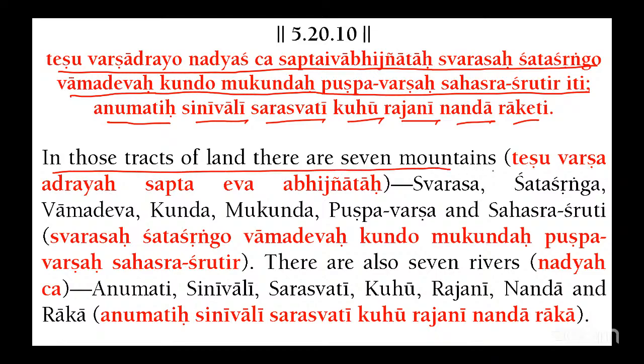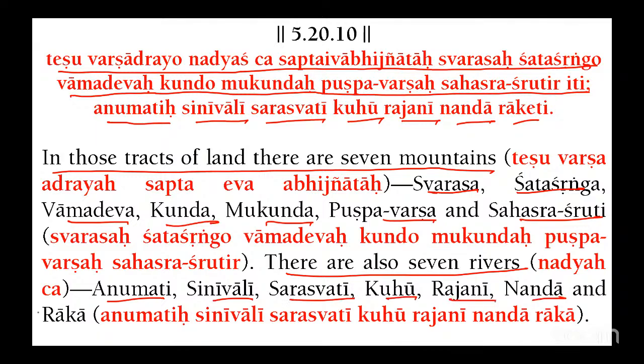In those tracts of land, just as we saw for Jambudvipa and Plakshadvipa, in the same way there are 7 mountains: Swarasa, Shatashringa, Vamadeva, Kunda, Mukunda, Pushpavarsha, and Sahasrashruti. There are also 7 rivers: Anumati, Sinivali, Saraswati, Kuhu, Rajani, Nanda, and Raka.